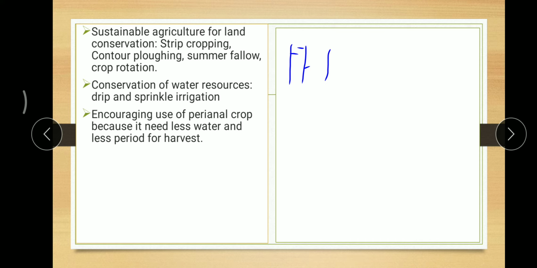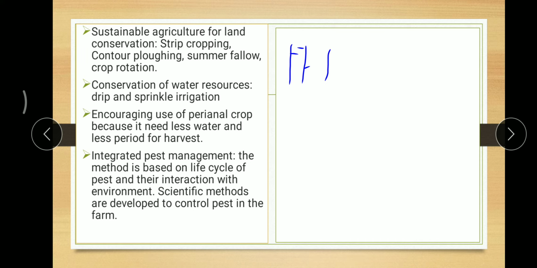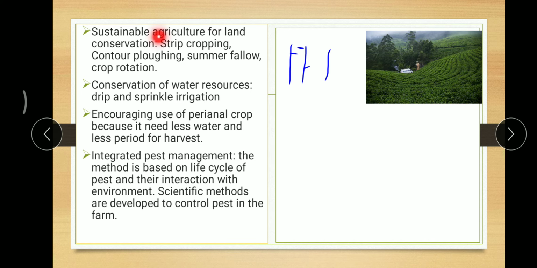What methods are followed for land conservation? The first is strip cropping. Strip cropping means, here in the picture you can see three lines, in different lines, different types of crops can be taken. One line is for maize, and another line is for pulses. So in the same land different crops can be taken. This is called strip farming.